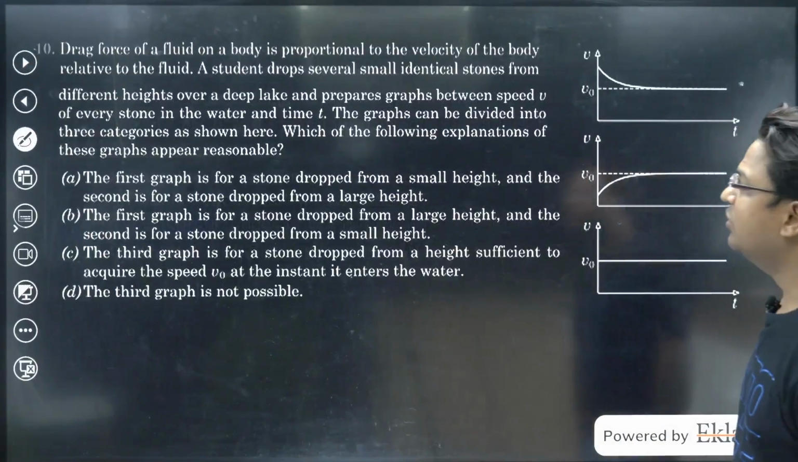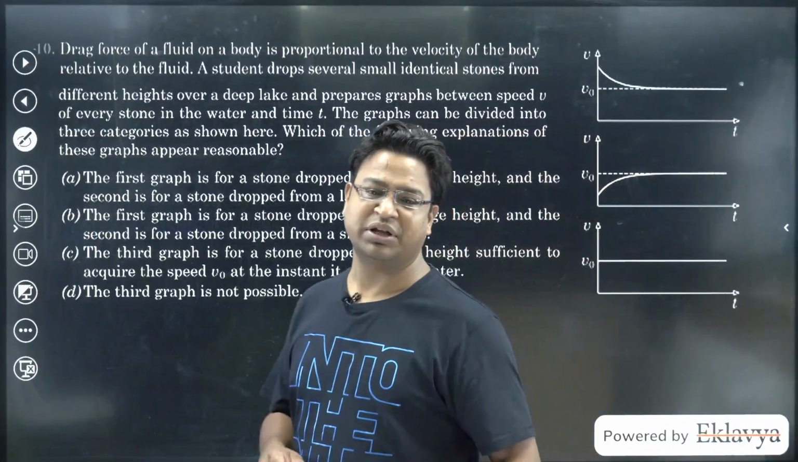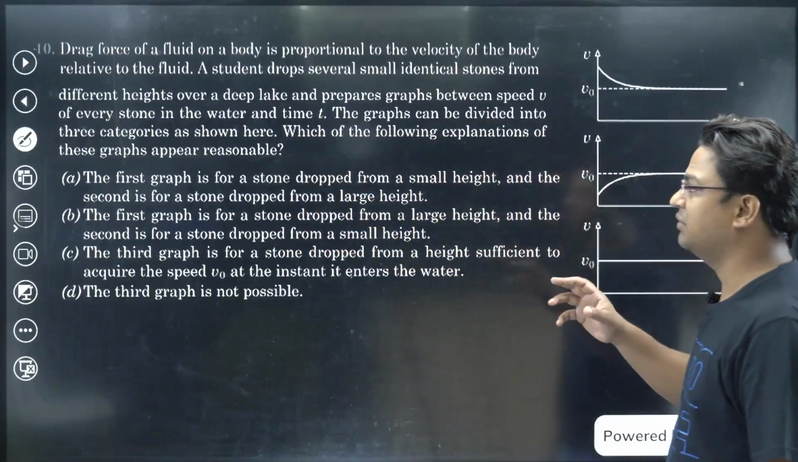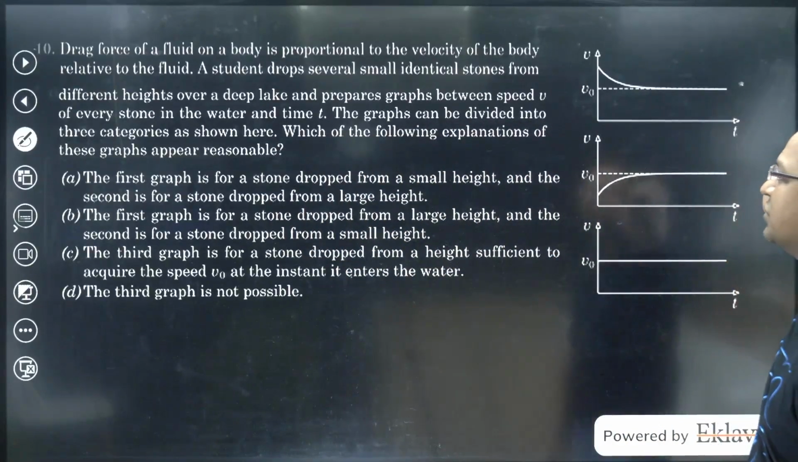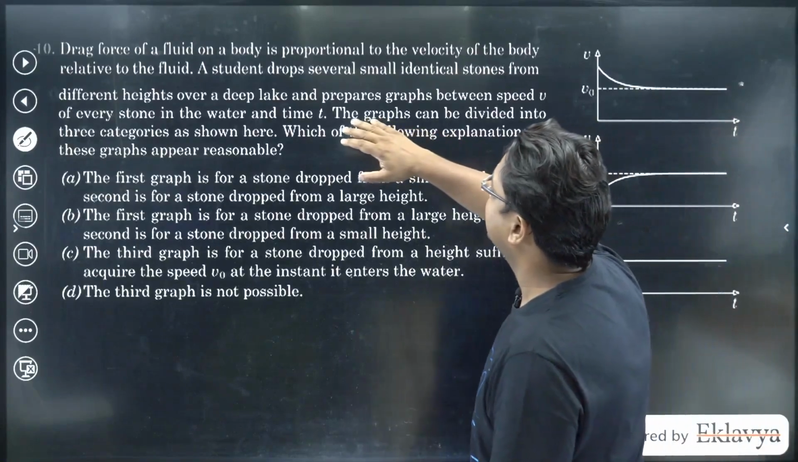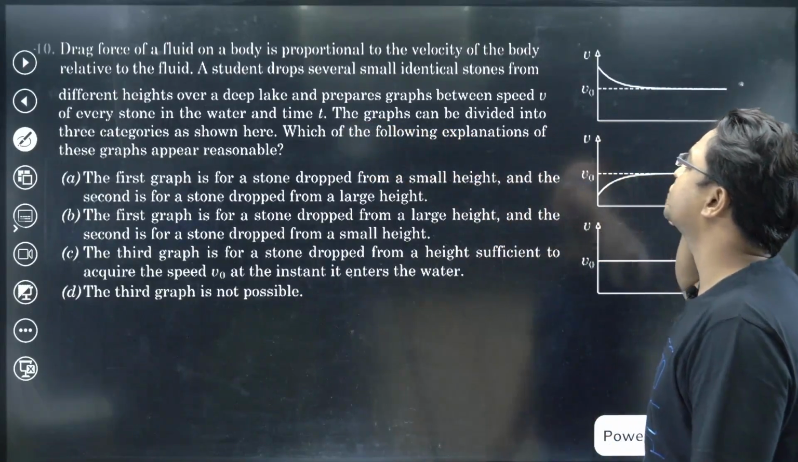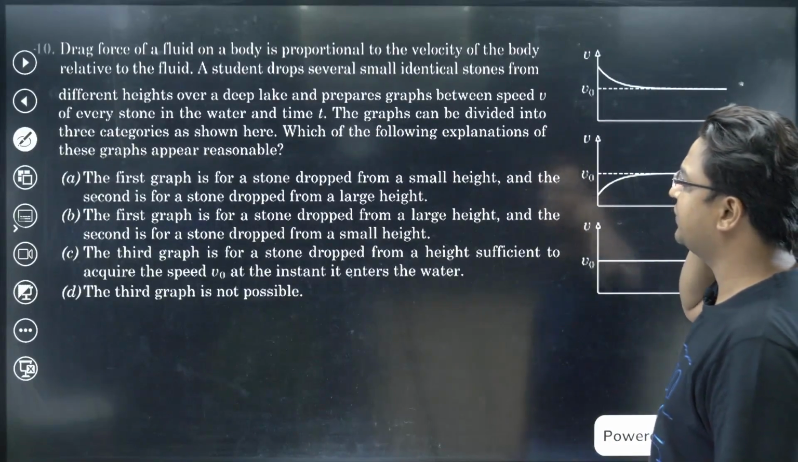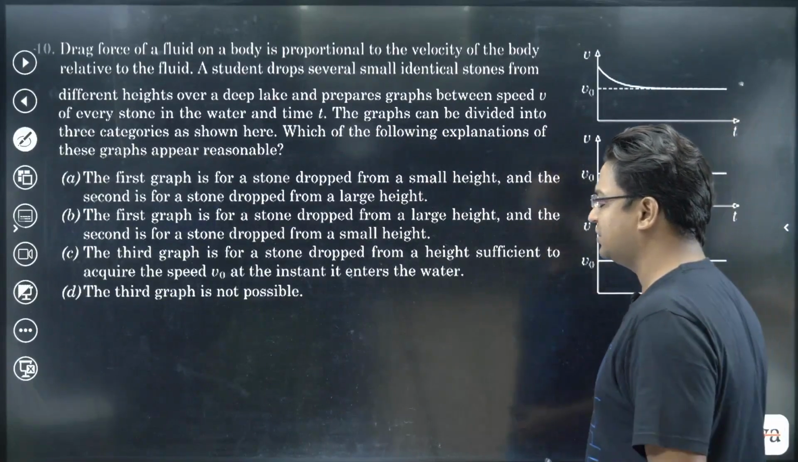Okay, now this question is actually a question from terminal velocity. It is given in the kinematics chapter, but it is actually a question of terminal velocity. So it says that the drag force of a fluid on a body is proportional to the velocity of the body relative to the fluid. Student drops several identical stones from different height. So guys, here the thing is pretty simple.